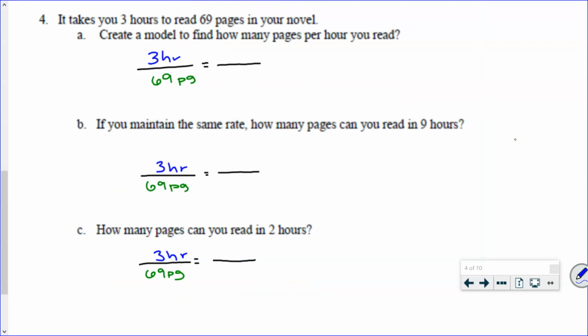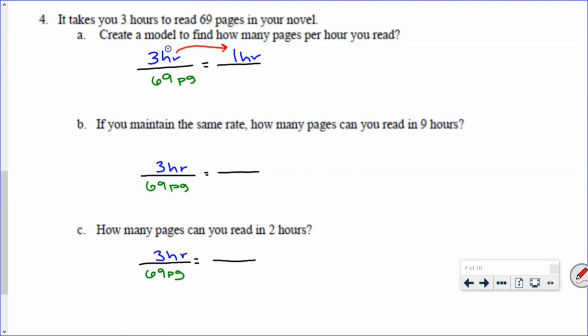All right, only continue the video past this point if you've answered these 3 questions on your own. Let's go over this as a class now. I have the ratio set up 3 hours to 69 pages, and the first question is saying how many pages per hour would that be? So what I'm doing is I'm saying the 3 hours is for sure changing to 1 hour. So my question to you is this: how does a 3 change to a 1? I'll wait until I see some more hands. How does a 3 change to a 1?